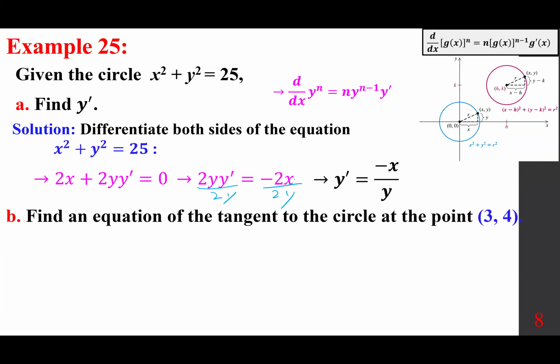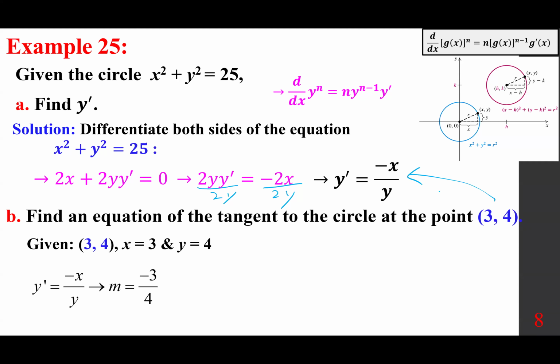Find an equation of a tangent line to the circle at the given point 3, 4. So basically, those are the pairs, 3 and 4. You have to find the slope. So when we plug in, we get the slope of negative 3/4.